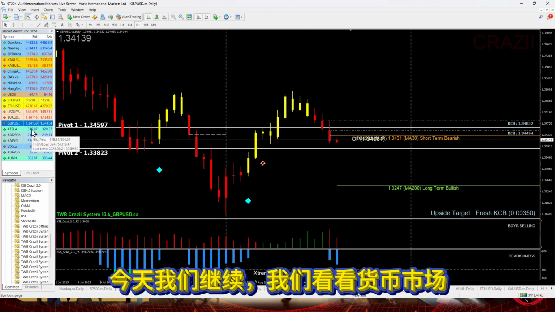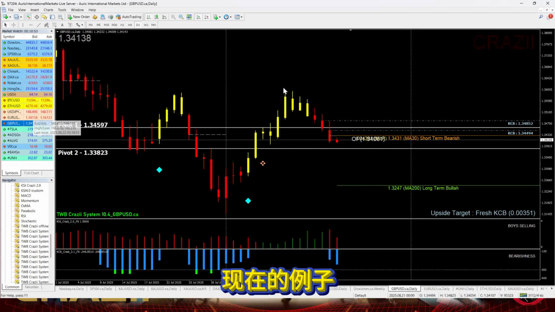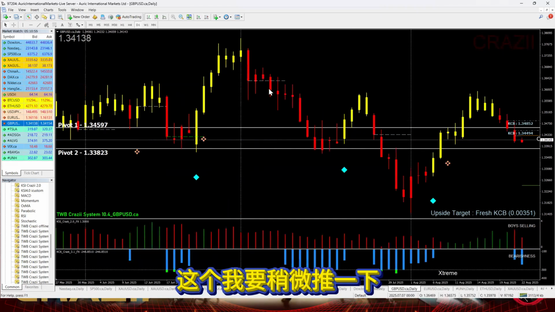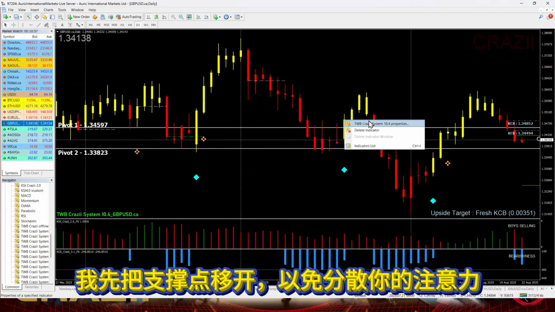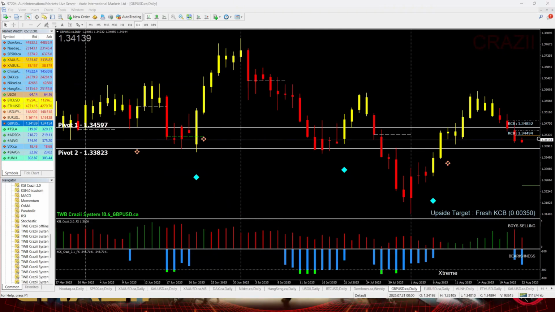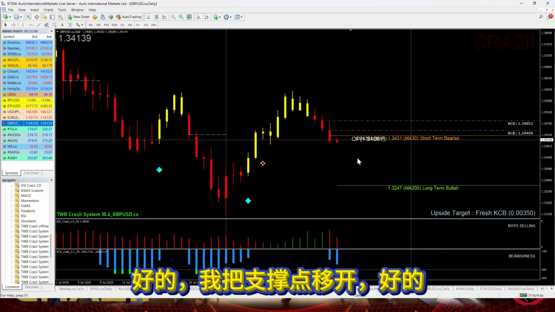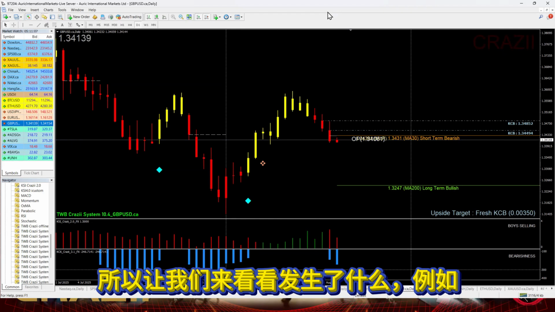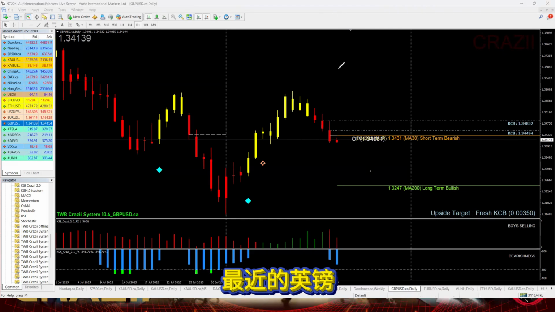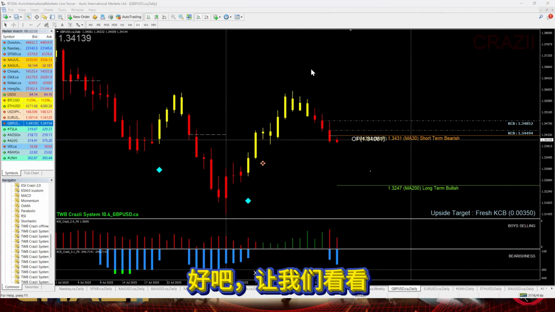So today we continue and we look at the currency market right now. For example, this one here, I'm going to push it a little bit. I'll take away the pivots first, not to distract you. Yeah, remove the pivots away. Okay. So let's take a look at what happened, for example, for pound recently.